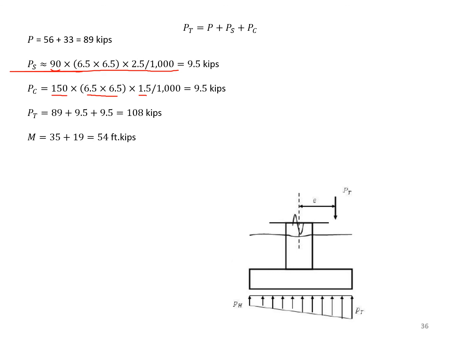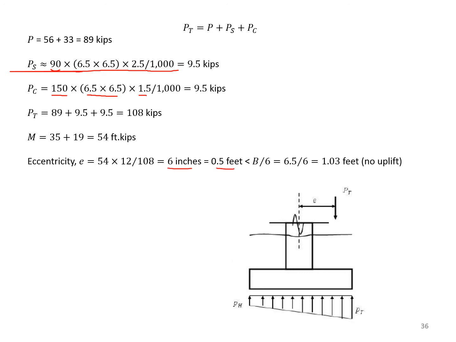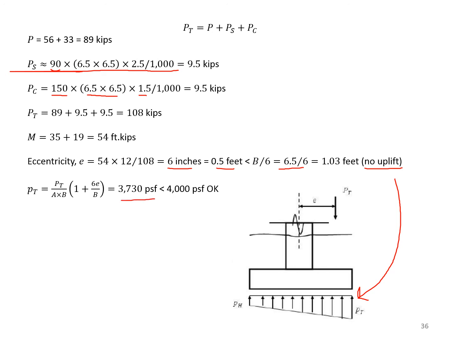Adding the moments together, we get 54 foot-kips. Therefore, the eccentricity, if I find it in inches, is 6 inches, which is half a foot. And certainly it is less than B over 6, so there is no uplift. That means the distribution is trapezoidal, as shown in here. So we compute PT, which is the maximum one, using our equation. We end up with 3,730 pounds per square foot, less than 4,000, so our footing is okay.